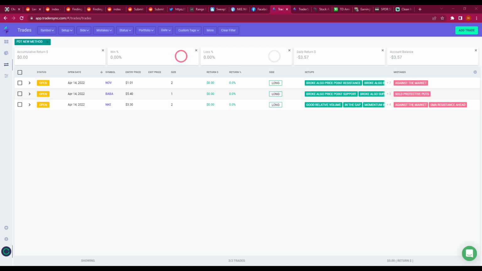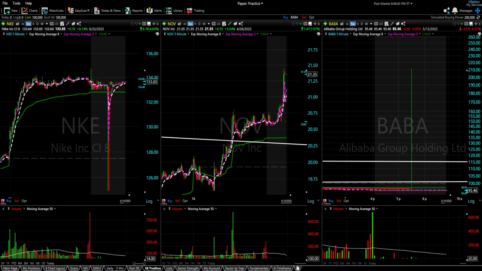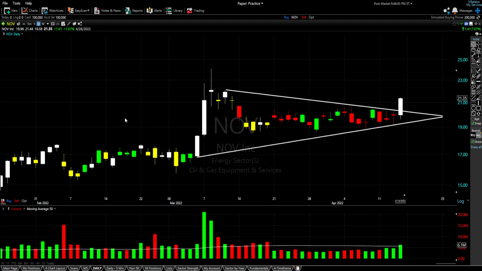So, first one we're going to take a look at is NOV. NOV is a classic high probability trade. We're going to go to NOV here. Now remember, the white candles, no parking in the white zone. The white candles are above average volume and it went up for the day. So this would have been a green candle. And the yellow are above average volume, but they went down for the day. And everything else is a regular candle.